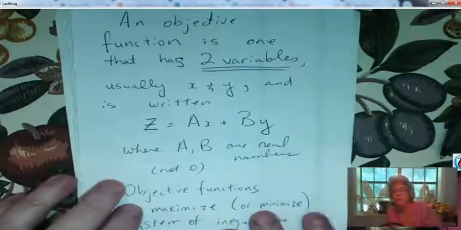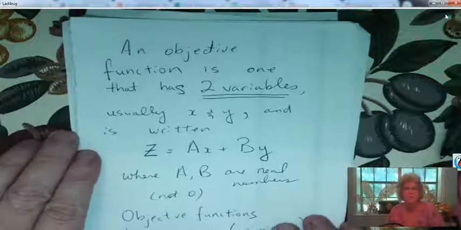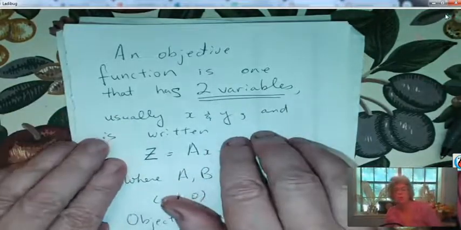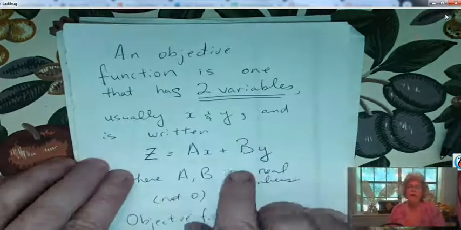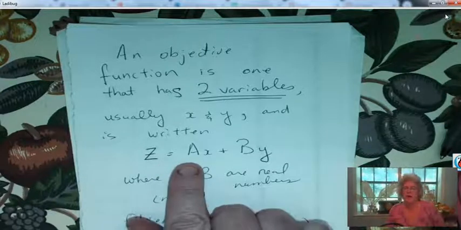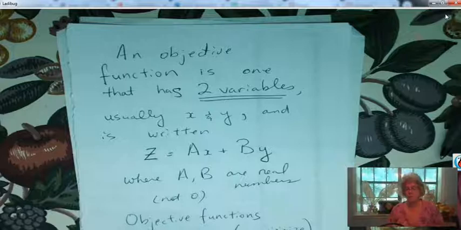Okay, now we're going to be looking at objective functions. So what is an objective function? It's a function that has two variables. Usually you'll see it as x and y, and it is written as z equals capital A times x plus capital B times y, where A and B are just numbers, and they're not going to be zero.